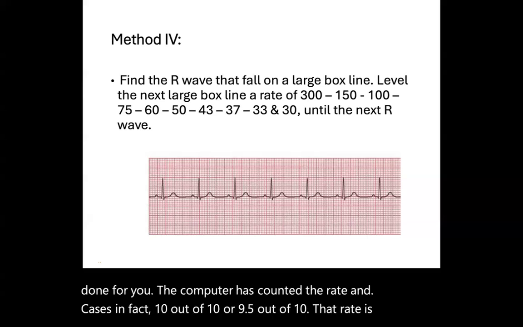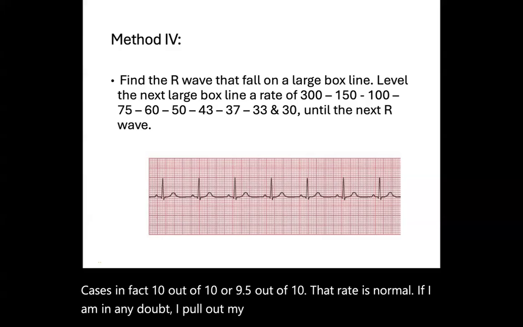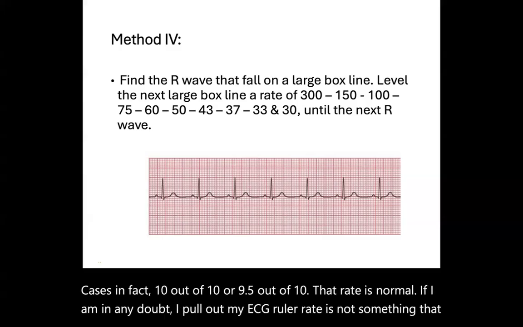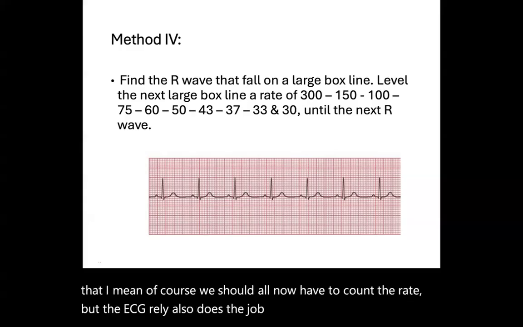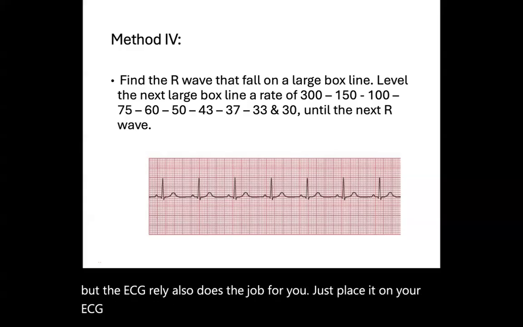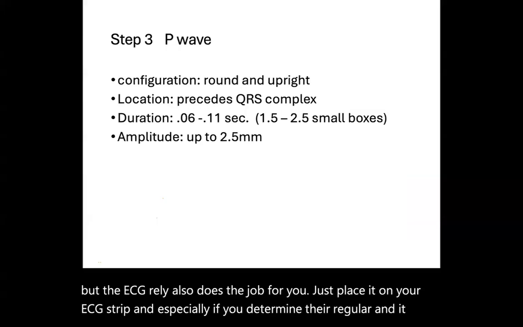If I am in any doubt, I pull out my ECG ruler. Of course, we should all know how to count the rate, but the ECG ruler also does the job for you. Just place it on your ECG strip, especially if you've determined the rhythm is regular, and it gives you the number.